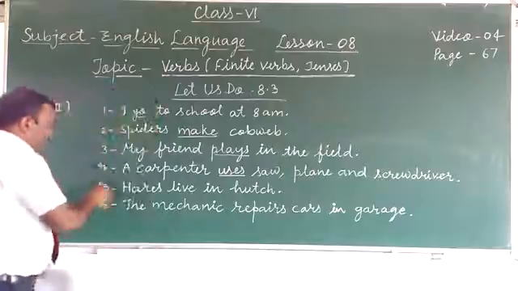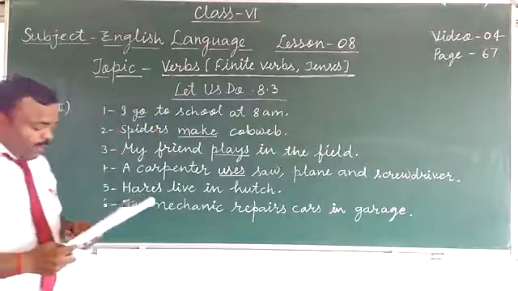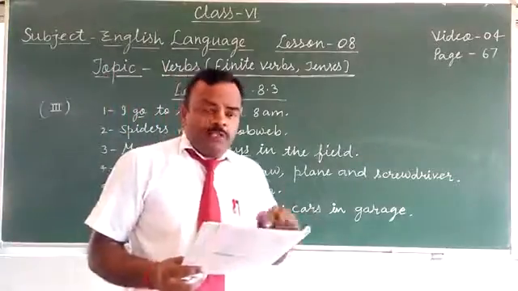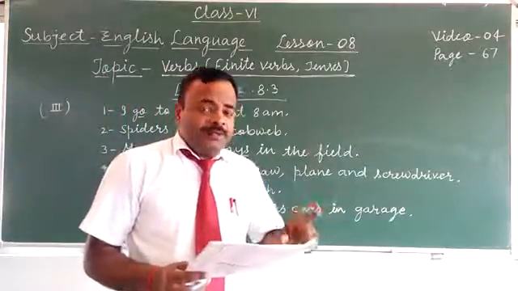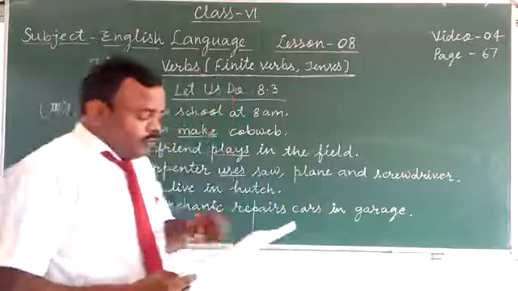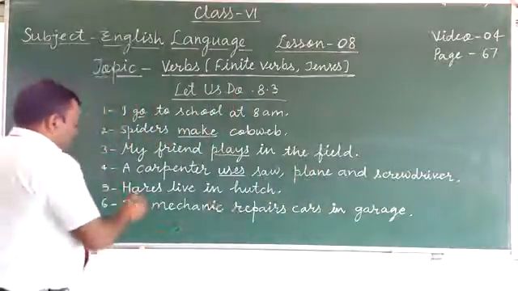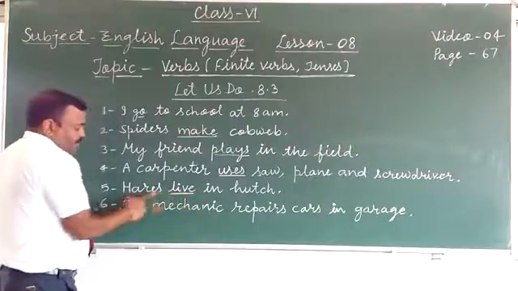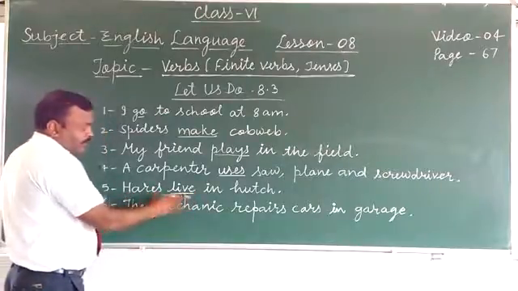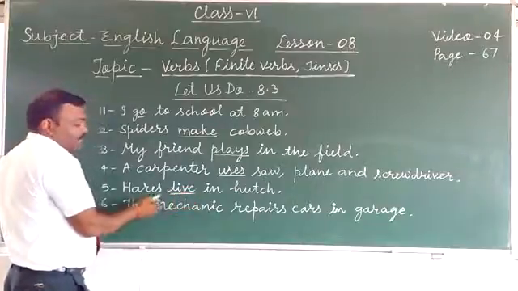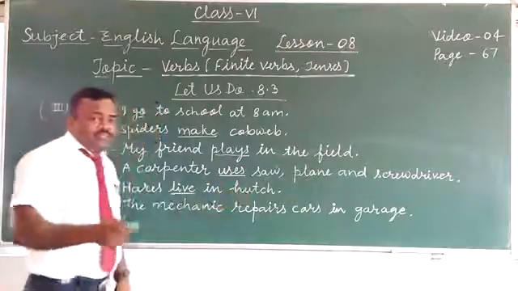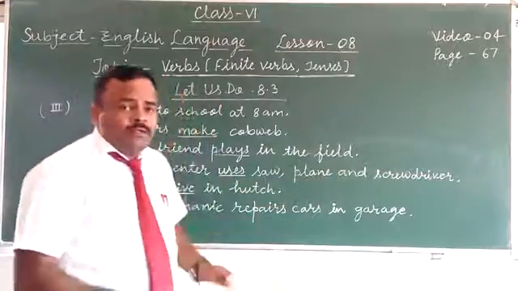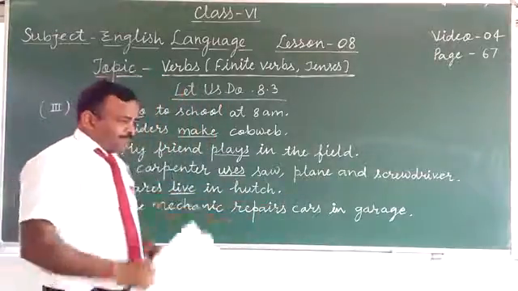Okay, now fifth one. Where do hares live? Do is given, which means here the subject is plural, so you will use the first form of the verb. Hares means rabbits. Hares live. Because the subject is plural, we will use the first form of the verb. Hares live in a hutch, which means the living place of hares. Okay, that is hutch.